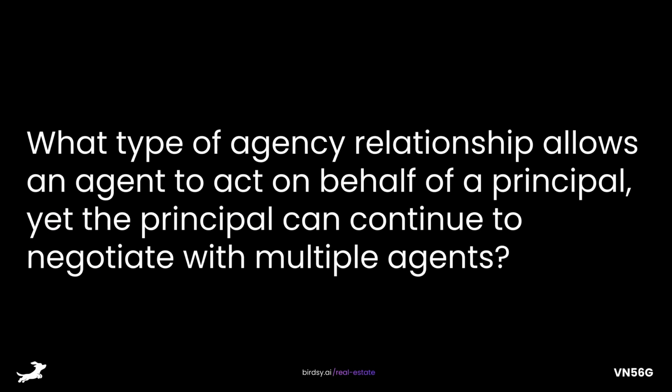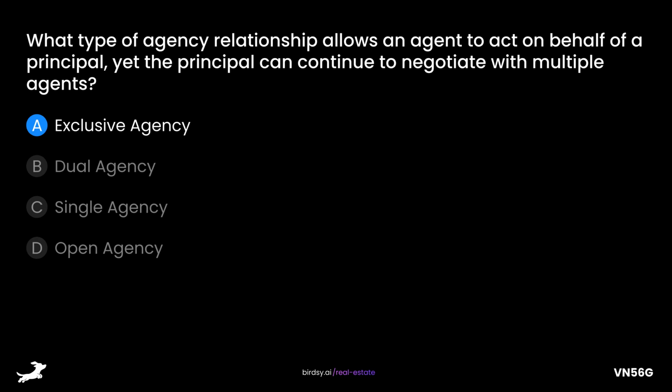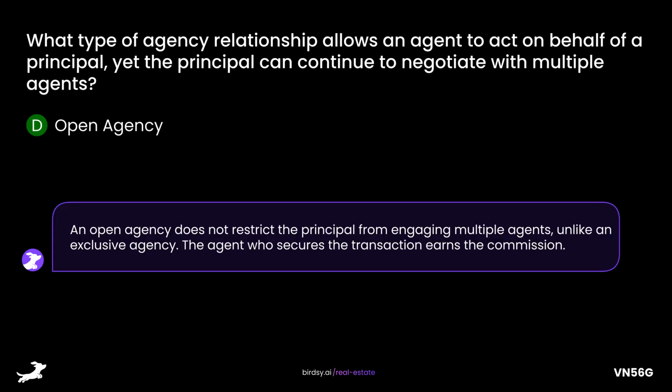What type of agency relationship allows an agent to act on behalf of a principal, yet the principal can continue to negotiate with multiple agents? Is it A, exclusive agency, B, dual agency, C, single agency, or D, open agency? The answer is D, open agency. An open agency does not restrict the principal from engaging multiple agents, unlike an exclusive agency. The agent who secures the transaction earns the commission.